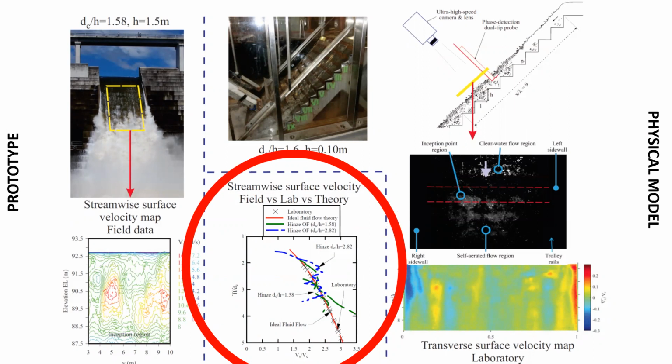And using a Froude similitude, we can see here the surface velocity data in the developing flow region as a function of the dimensionless elevation, with ideal flow theory in red, laboratory data with Pitot tube with cross, and field observation in green and blue. Astonishing.